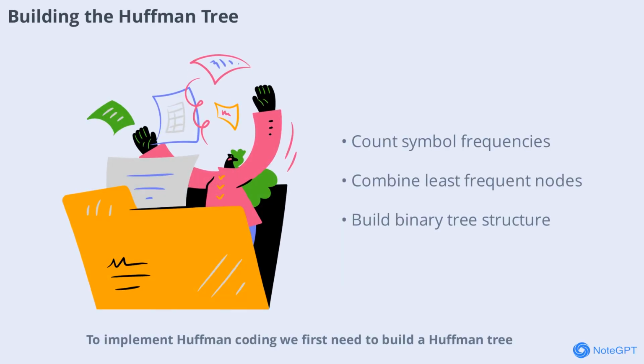To implement Huffman coding, we first need to build a Huffman tree. This tree is a special type of binary tree where each leaf node represents a symbol from the data, and the path from the root to the leaf determines the symbol's code. The process starts by counting the frequency of each symbol. Then we repeatedly combine the two least frequent symbols into a new node, building up the tree until only one node remains. This structure ensures that the most common symbols are closest to the root, resulting in shorter codes.